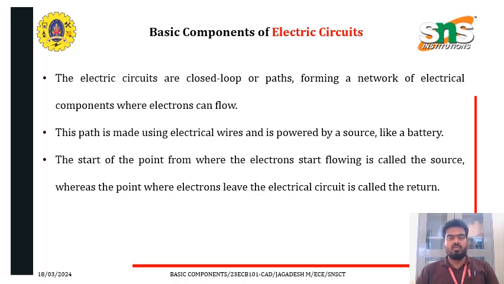Before we discuss the basic components of electric circuits, first we should know what an electric circuit is. Electric circuits are closed loops or paths forming a network of electric components where electrons can flow. Electrons flowing is nothing but current. This path is made using electrical wires and is powered by a source like a battery. The point where the electrons start flowing is called the source, and the point where the electrons leave the electrical circuit is called the return.